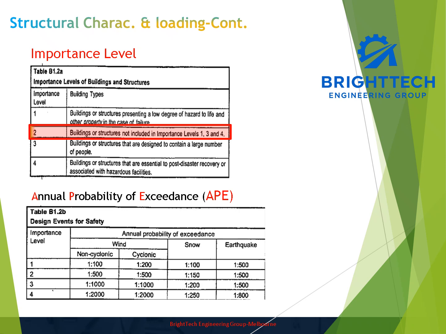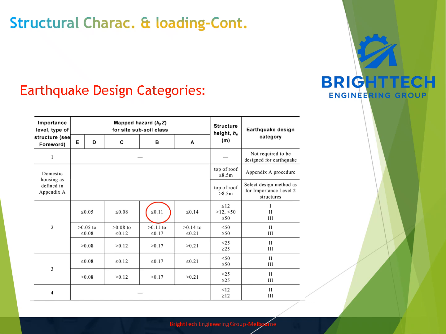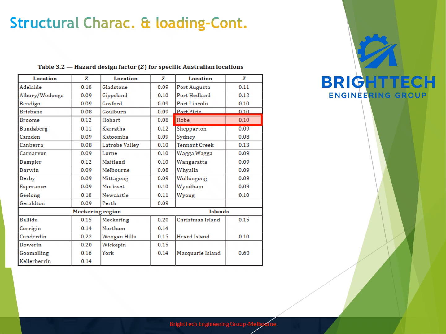Annual probability of exceedance, as you can see here, for importance level 2 is 1 per 500. And for the earthquake design category, as you can see here, the mapped hazard kpZ for soil class B should be lower than 0.11. And for the location that we are going to build the structure and the footing is designed for, the Z is 0.1.